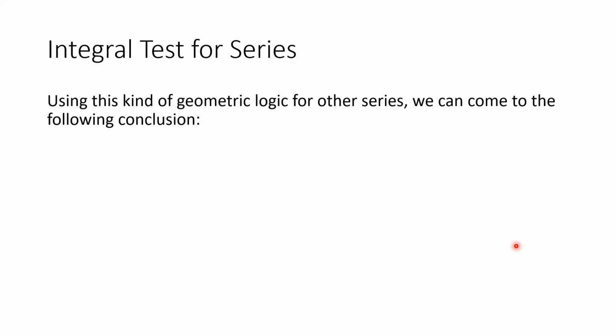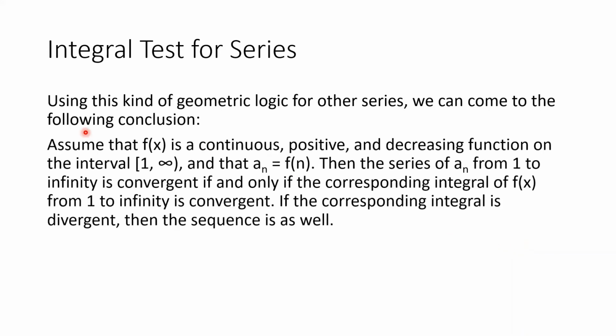So using this kind of geometric logic for other series, we can come to the following conclusion. Assume that f of x is a continuous, positive, and decreasing function on the interval 1 to infinity, and that a sub n is equal to f of n. Then the series of a_n from 1 to infinity is convergent if and only if the corresponding integral of f of x from 1 to infinity is convergent. If the corresponding integral is divergent, then the series is as well.